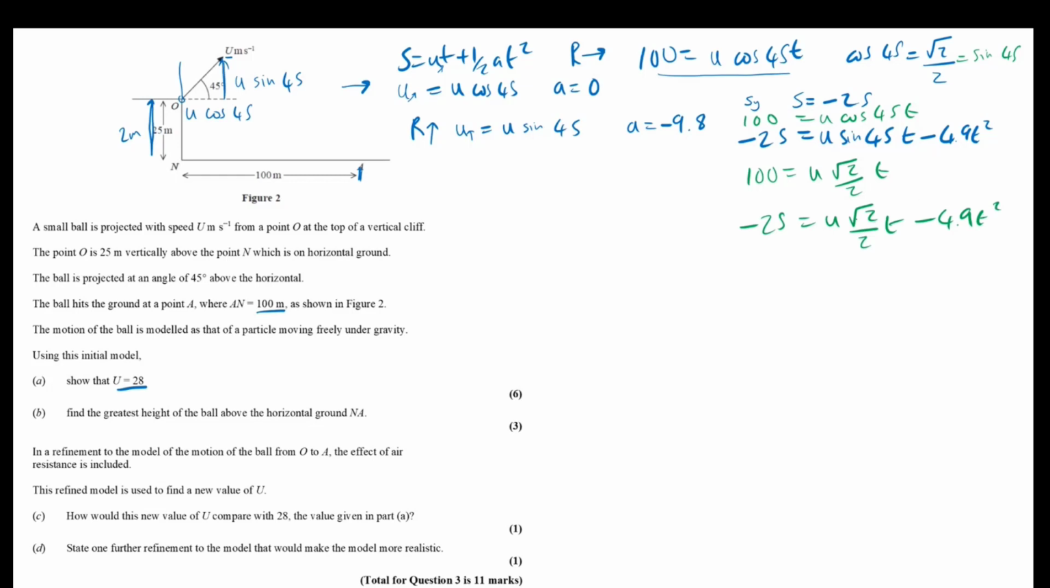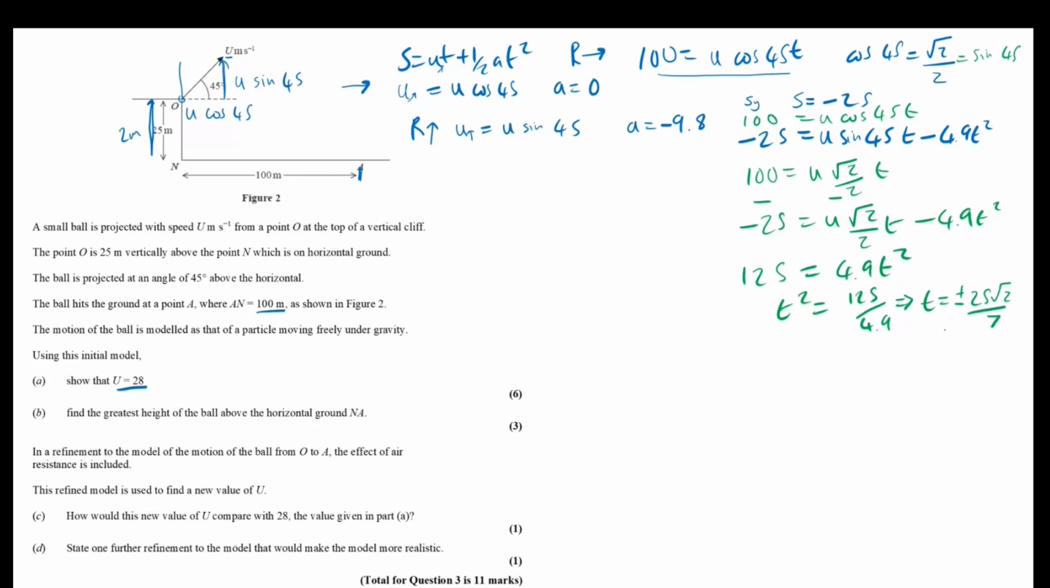Can you see we've got a nice simultaneous equation where we can cancel out the u's? So we subtract the bottom from the top, minus and a minus is a plus, so we're going to get 125 equals that, these two will cancel, and minus and a minus equals 4.9t squared. So we're going to get t squared equals 125 over 4.9. When you square root it, t will equal plus or minus 25 root 2 over 7.